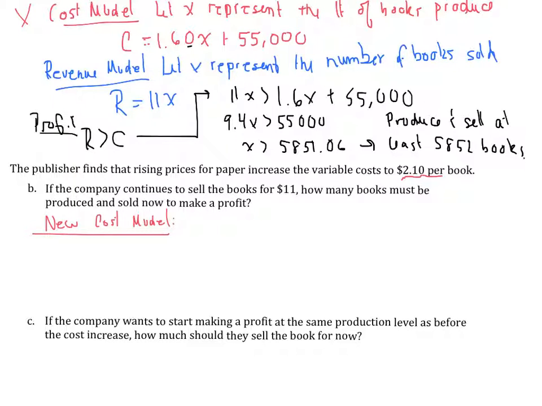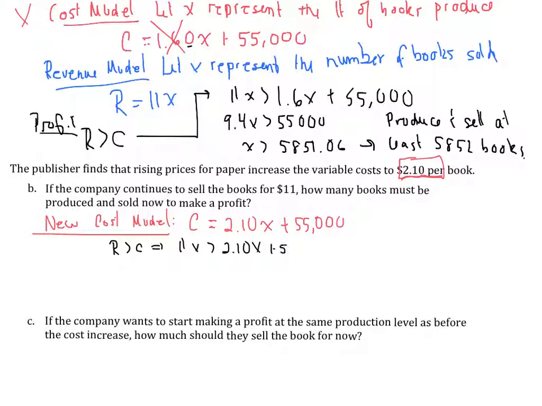And this new cost model has to take into account that now the variable cost is $2.10 per book. And so what you told me in class was that, well, for this new cost model, each book, what's changed is $1.60. And so instead of $1.60, it's $2.10. And then the fixed cost is still the same. But the general problem doesn't change. I want profit, and in order for me to have profit, I want the revenue to be bigger than the cost. And so this means I still want 11x to be bigger than 2.10x plus 55,000. And I didn't need that zero, but I forgot, and I left it there.